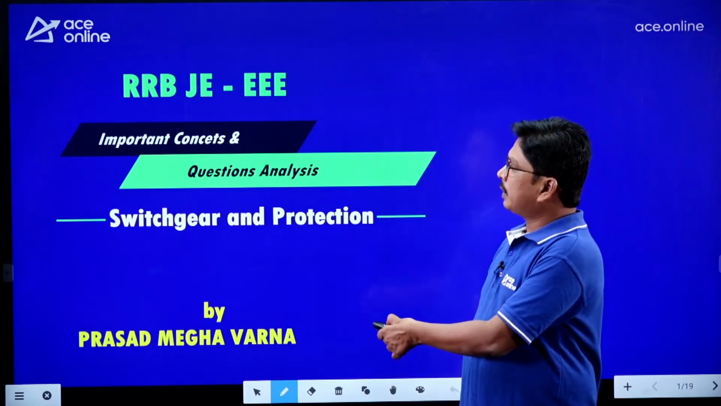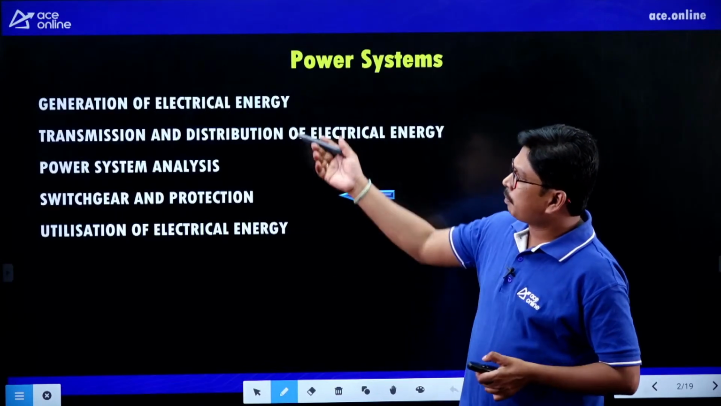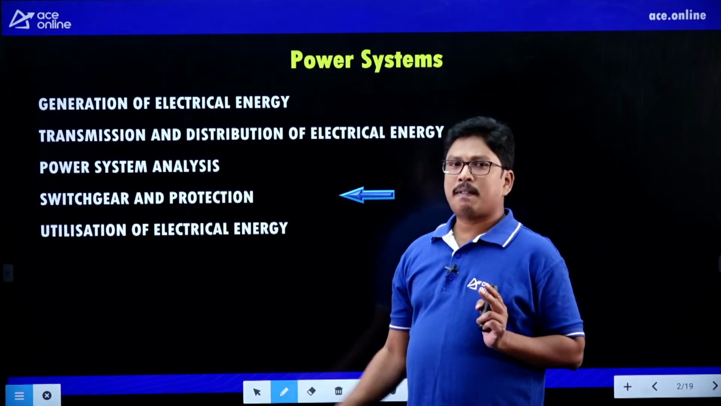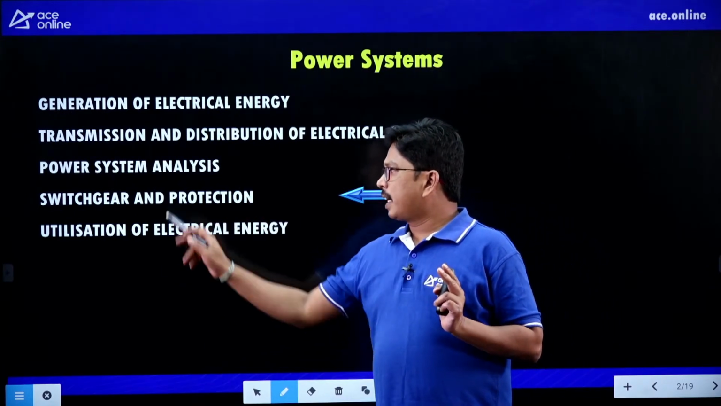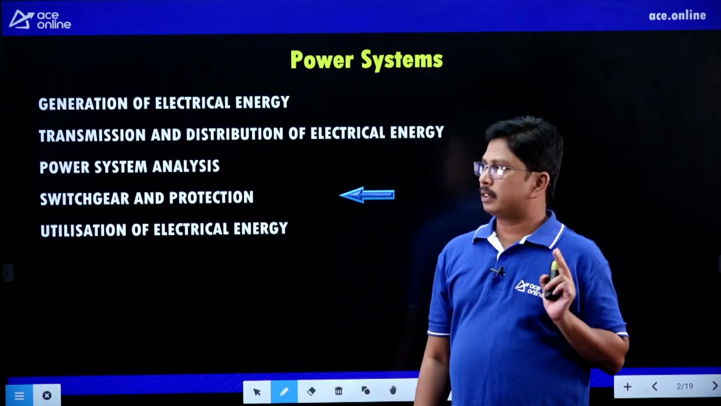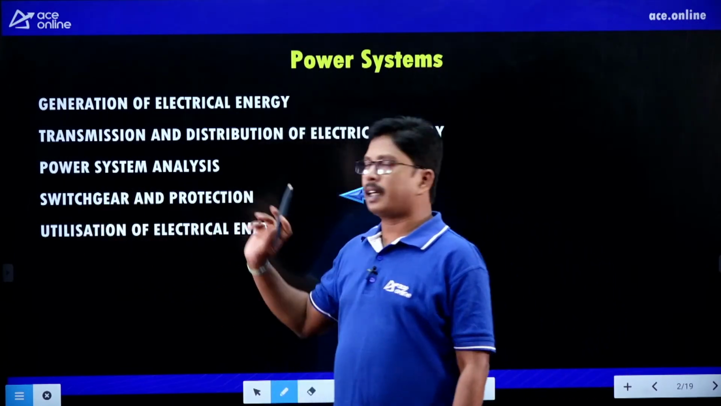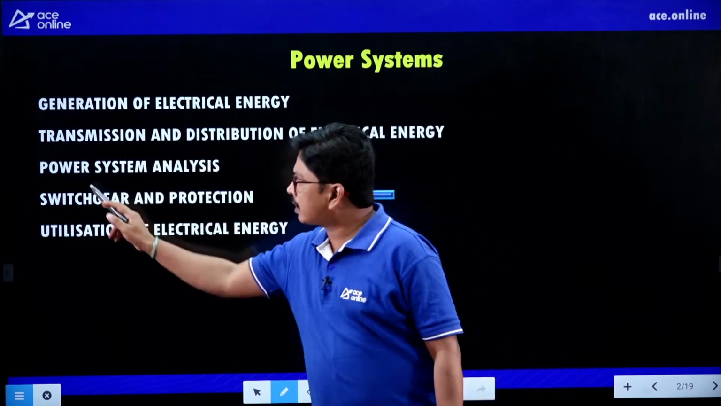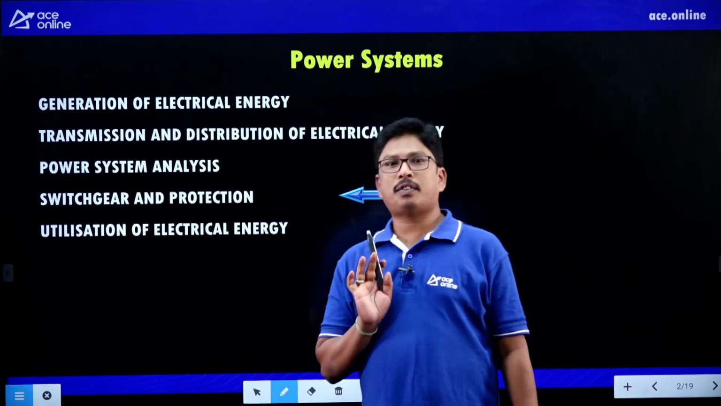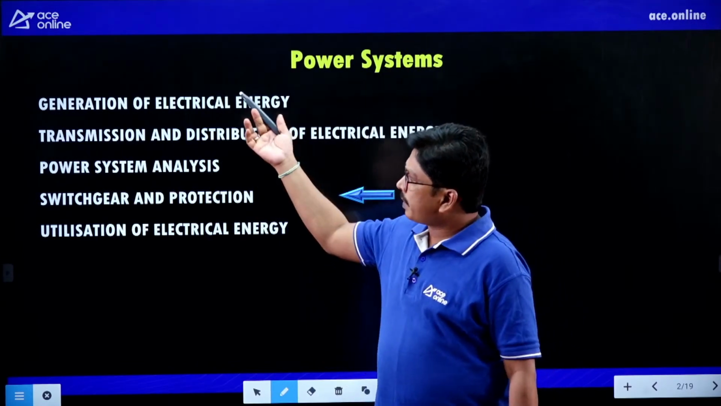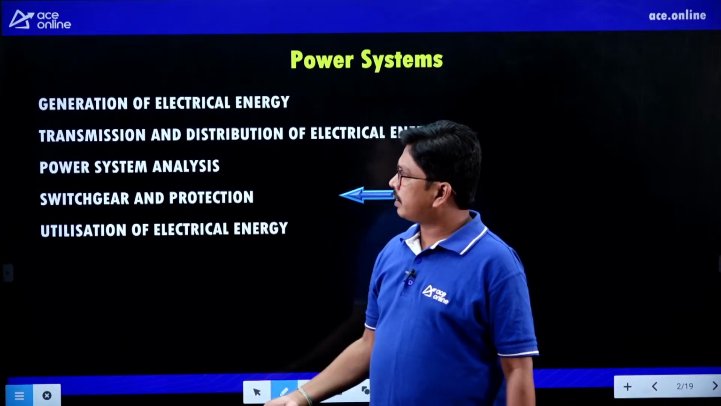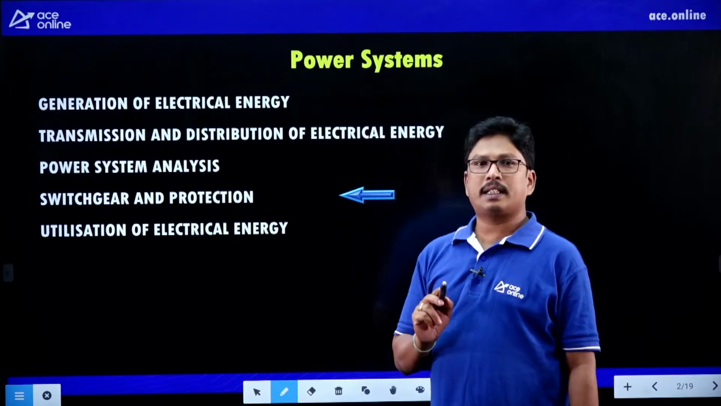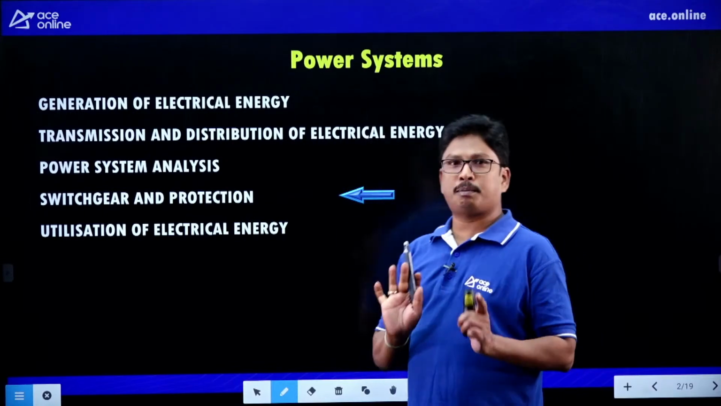Now we'll see what the actual syllabus of power system is. The syllabus of power system is generation of electrical energy, transmission and distribution of electrical energy, power system analysis, switchgear and protection, and utilization of electrical energy, students. Today we are going to discuss switchgear and protection. For RRB JE and SSC JE students, in power system analysis we have completely the fault analysis part. So, particularly fault analysis, switchgear and protection, and utilization of electrical energy. This is the complete syllabus of power system.